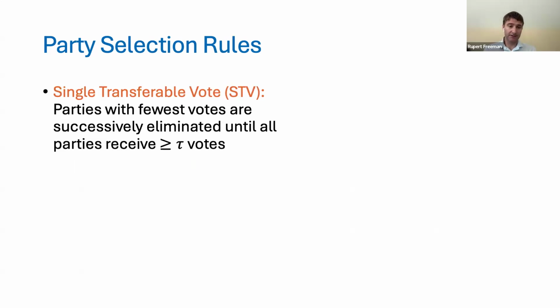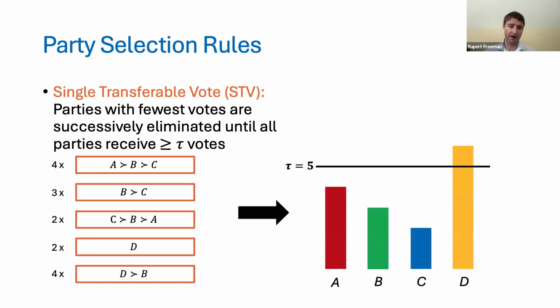Our next rule is single transferable vote, or STV, and this works exactly the way that you all think that it would. We eliminate parties with the fewest votes successively until all parties receive at least tau votes. Okay, so how would this work on the same example? Well, the party with the fewest first place votes is C. So C would be eliminated. And we see that the voters who support C have B as a second choice. So those votes transfer to B.